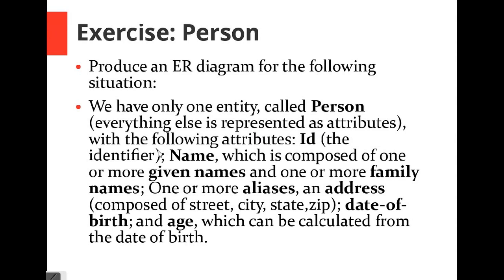The ID is the identifier. The name is a composite, composed of one or more given names and one or more family names. We also have one or more aliases, and we also have an address, which is composed of a street, city, state, and zip. We also have the date of birth, and we also have the age, which is calculated from the date of birth. So how do we represent this information about a person using the ER diagram?